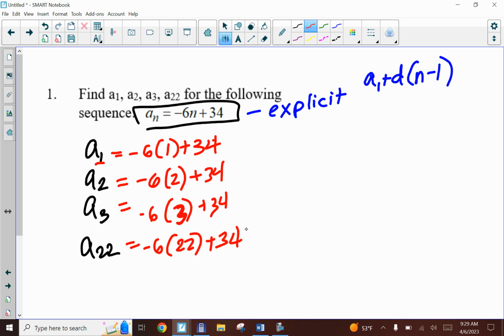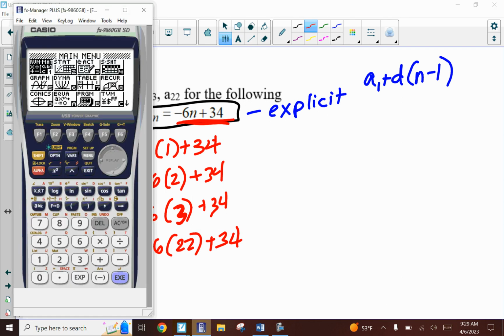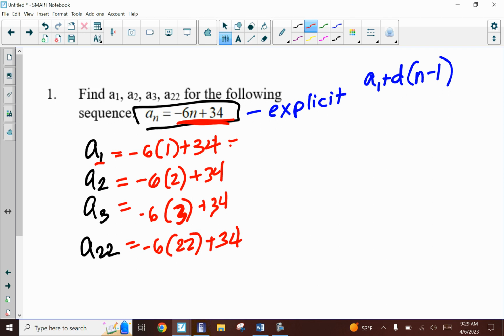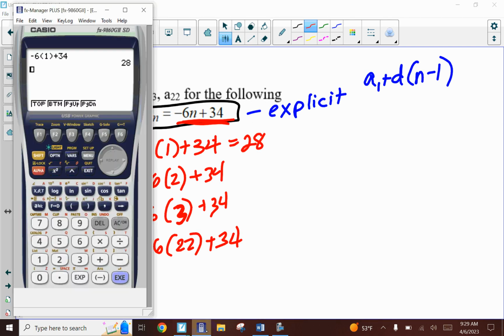Now, I'm going to let you guys do the calculator stuff, but the reason why this formula doesn't look like the nth term formula is because it's already been plugged in. Matter of fact, I'll do the first one. So if I go into my calculator, let's get rid of this stuff. We'll put in negative 6 parentheses 1 plus 34. That right there is positive 28. So this is 28. And then the next term, if I was to do one more, I would go back up to here and just change that to a 2.